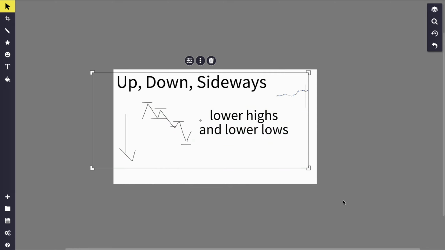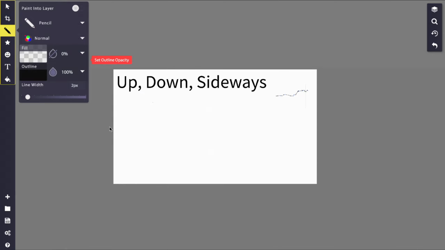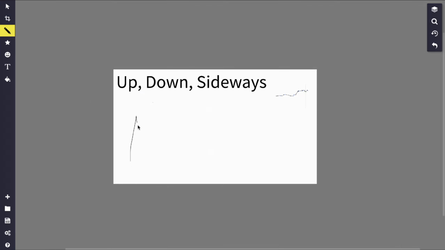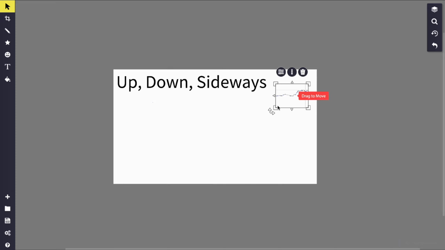And then lastly, look at the last one, sideways, where there's no real trend. It could be a low. Oh, this looks like it's going downwards. And then it's high and it's low. It's messy, but you get what I mean, okay? It's a very, very simple, fundamental concept. Higher highs and lower lows.